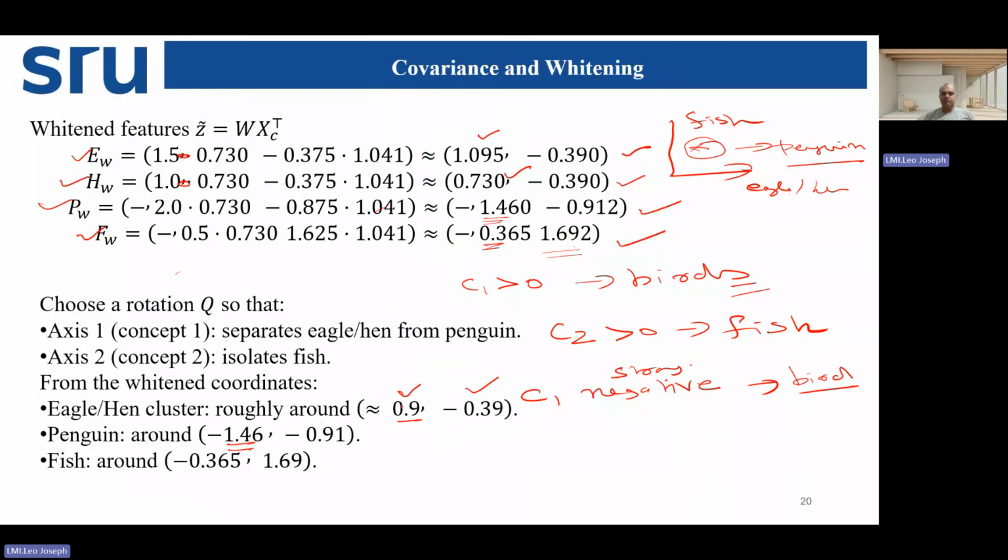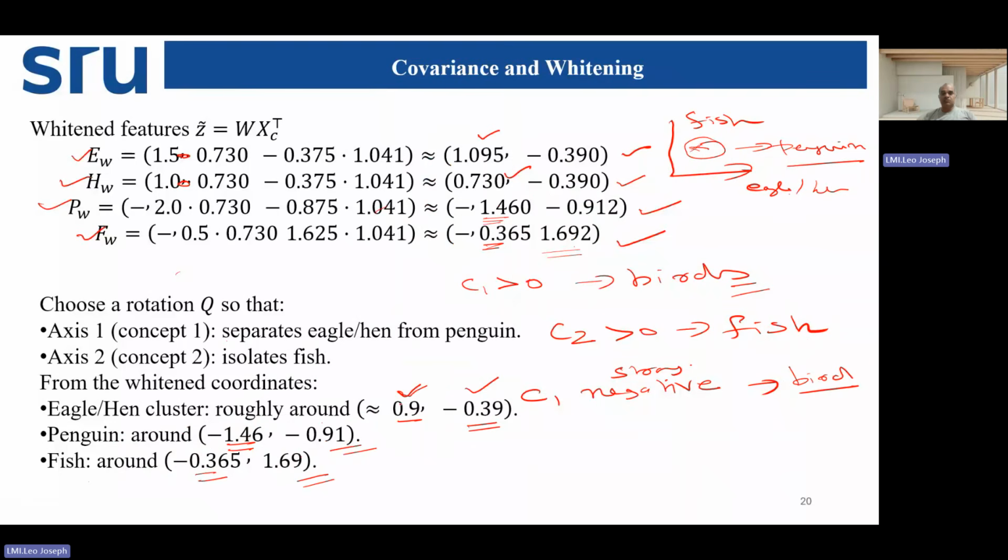But the first coordinate should be positive, then only it is a bird. And in the fish it is negative, so it is not a bird. What second coordinate I am checking, this is negative, this is negative, so these two are not a fish category. This fish category is positive in nature, so we can declare that as the second coordinate is positive, it is a fish. As the first coordinate is strong negative, I can tell it is a bird, but it is not a flying bird.